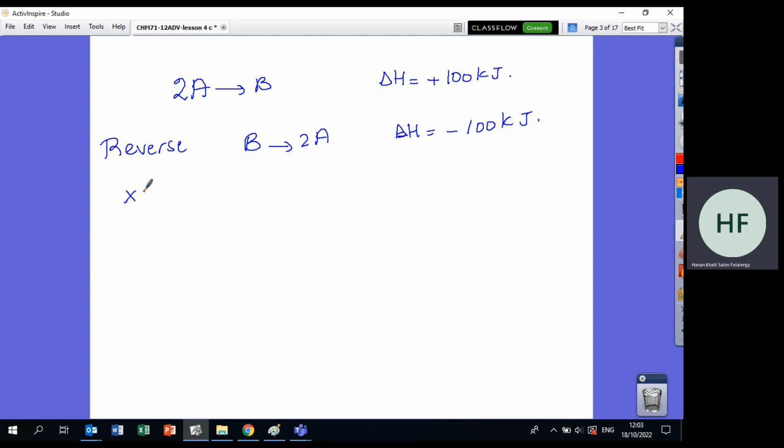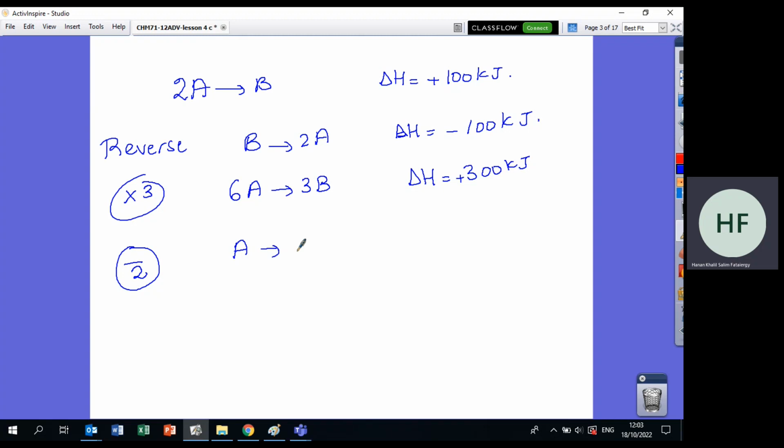What happens if I multiply a reaction by a number? For example, I multiply it by 3. This will be 6A giving me 3B, so delta H will also be multiplied by 3. 100 times 3, this is 300 kilojoules. Now, what if I divide by a number? For example, I divide the reaction by 2. So 2 over 2 will give me 1A, giving me 1 over 2B. What happens to delta H? Also divided by 2, so the answer will be 50 kilojoules.